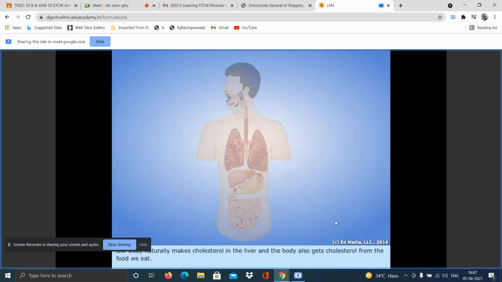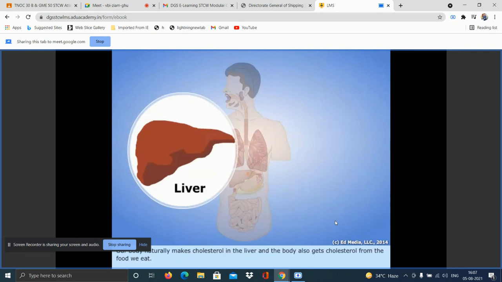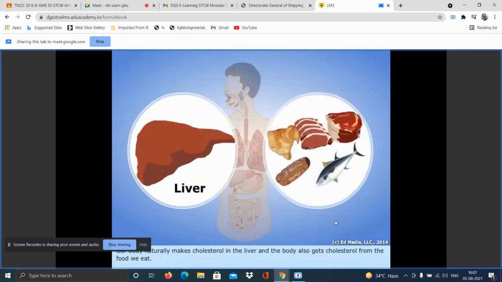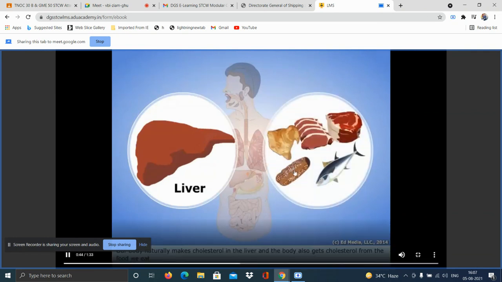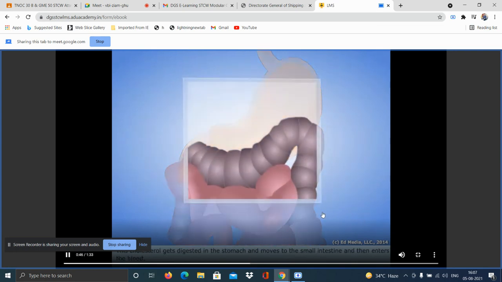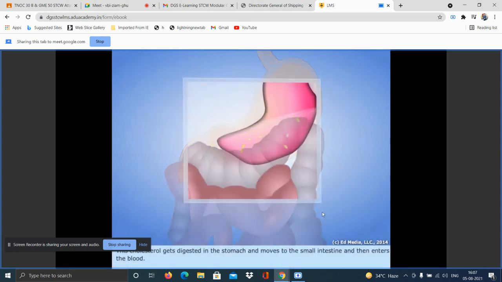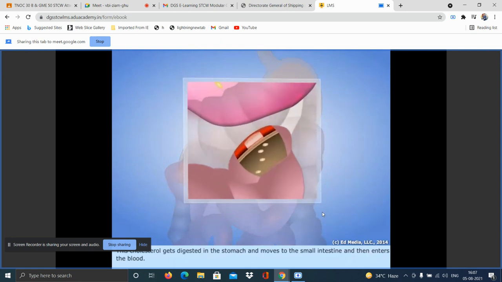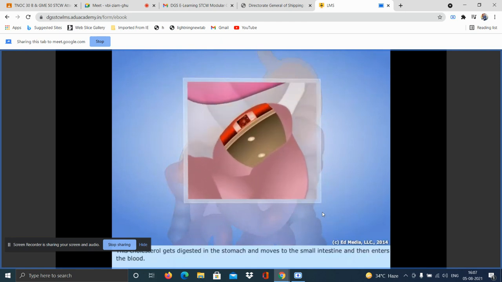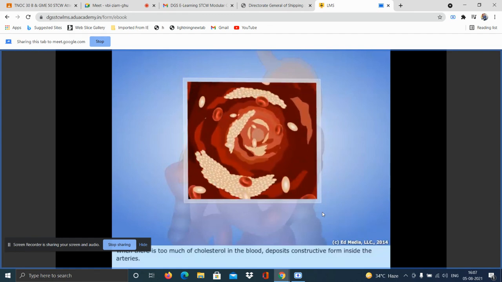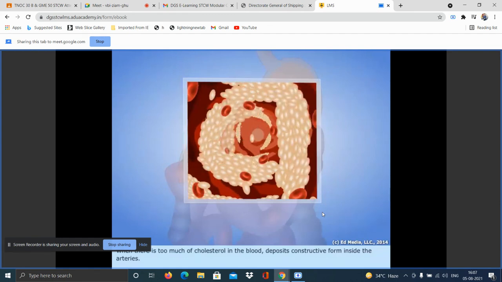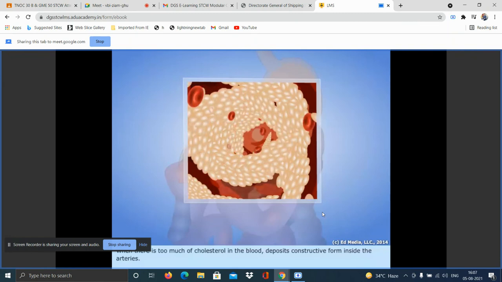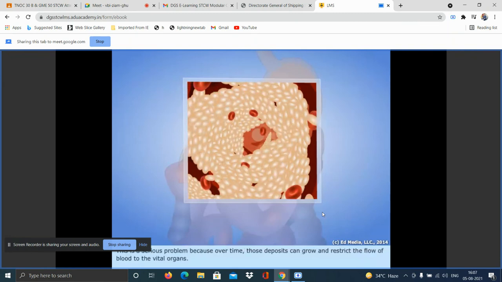Our body naturally makes cholesterol in the liver, and the body also gets cholesterol from the food we eat. This cholesterol gets digested in the stomach, moves to the small intestine, and then enters the blood. When there is too much cholesterol in the blood, deposits form inside the arteries. This is a serious problem because over time those deposits can grow and restrict the flow of blood to the vital organs.